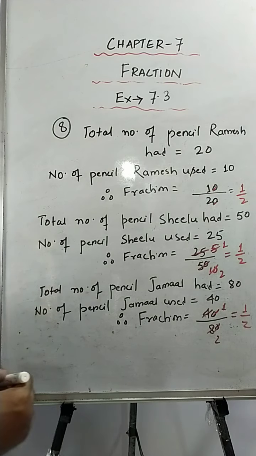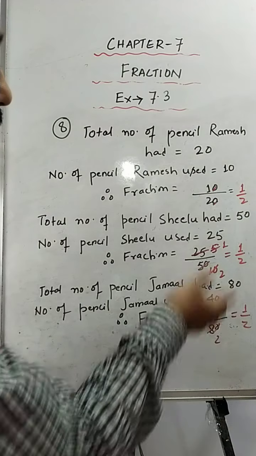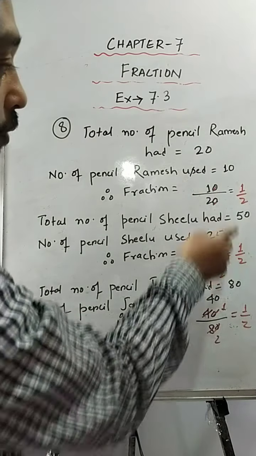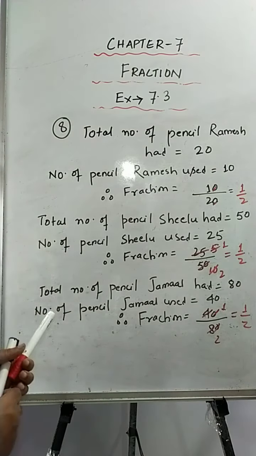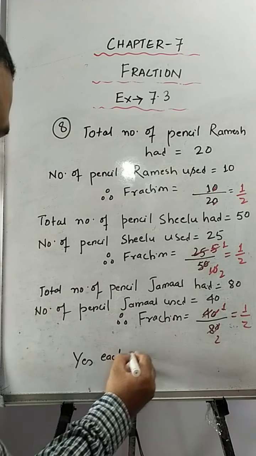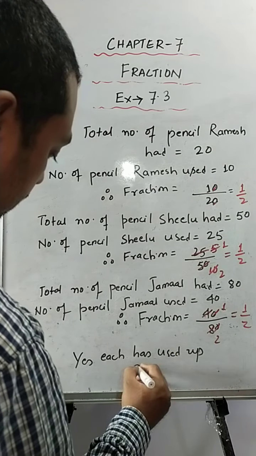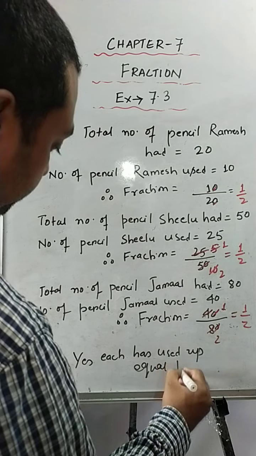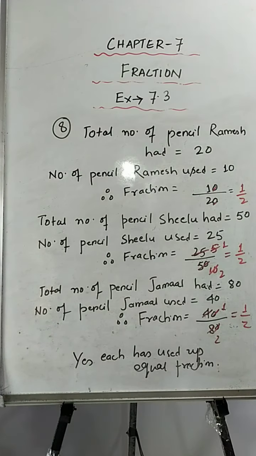So we have found the required fraction for each of the characters, and we also have to check whether the fractions are equal or not. So all are equal, 1 by 2, 1 by 2. So how to conclude the sum? Yes, each has used up equal fractions. So you will write, yes, each has used up equal fractions. That is, they have all used half of the pencils that they were carrying.